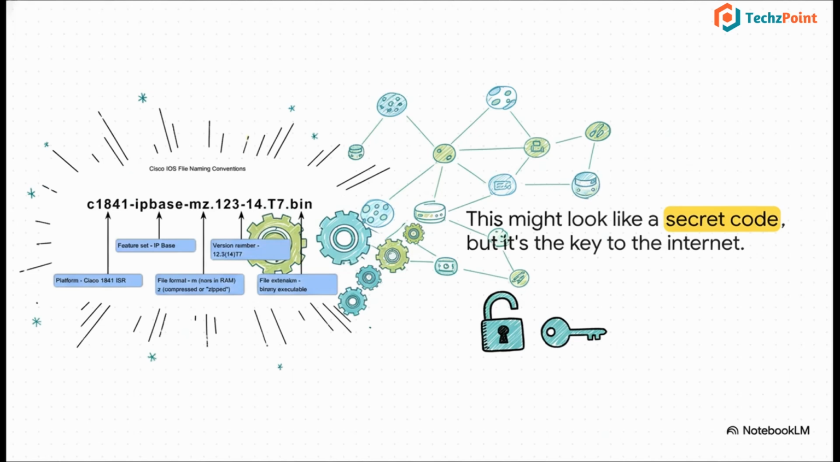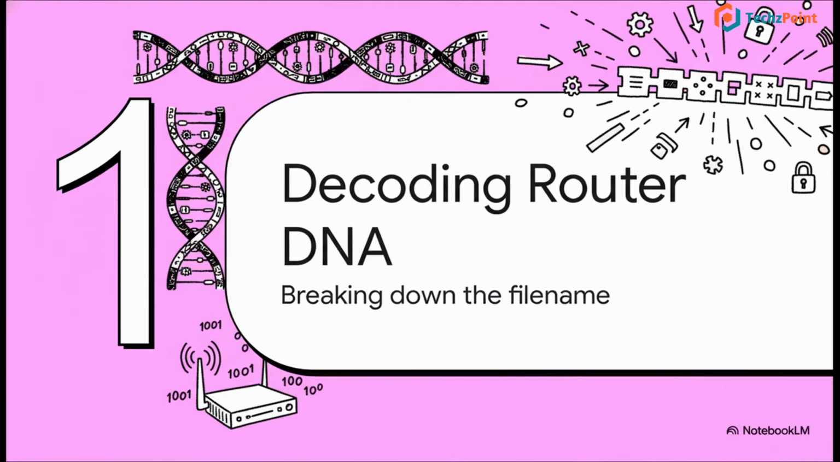A secret code. Well, by the time we're done here, you're going to be able to read this whole file name like it's a simple sentence. You'll know exactly what it's telling you, because this isn't just a name, it's basically a blueprint for the device. Okay, so let's get right into it. First up, we're going to decode this thing piece by piece. Think of it like looking at the DNA of the router's operating system.